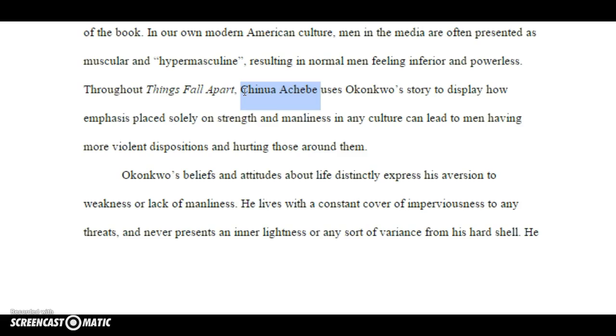Let's go right to the subject of the main clause, Chinua Achebe. In this sentence, what is he doing? Is he using, or is he perhaps displaying? In my opinion, when I consider the whole sentence, the sentence seems to be about how the story displays how this emphasis on strength and manliness has drastic consequences.